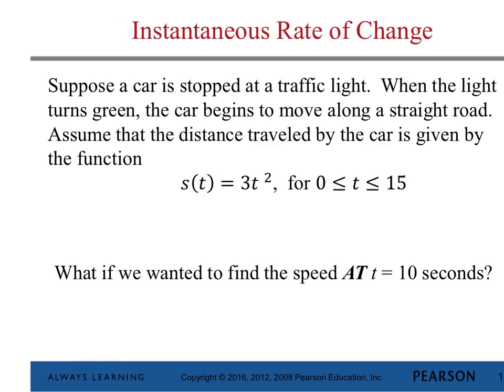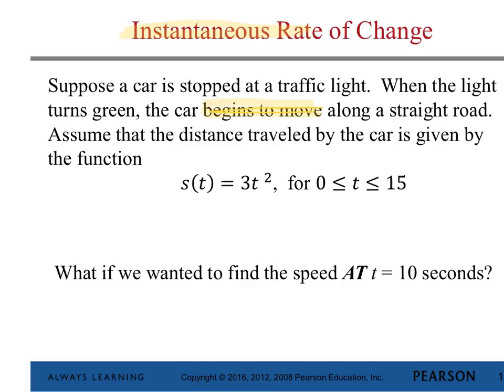So in the next example, we're going to return to talking about the distance that a car travels. This time we're going to talk about something a little different from what we started out talking about. Now we're going to talk about the instantaneous rate of change at a particular point in time. So suppose that we have a car that stopped at a traffic light, and when the light turns green, the car begins to move. And so when that car begins to move, it starts out slow, but as you press on the gas, then its speed increases.